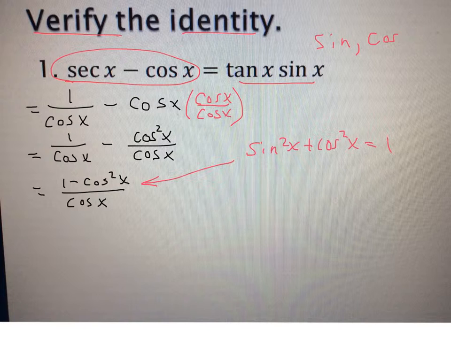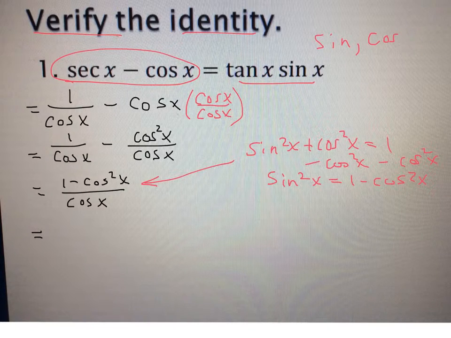And I want to get that formatted so that I have 1 minus cosine squared. So let's subtract cosine squared of x from both sides so I can see what it's equivalent to. So sine squared of x equals 1 minus cosine squared of x. So I'm going to go ahead and swap that in. So my numerator is now sine squared of x over cosine of x.